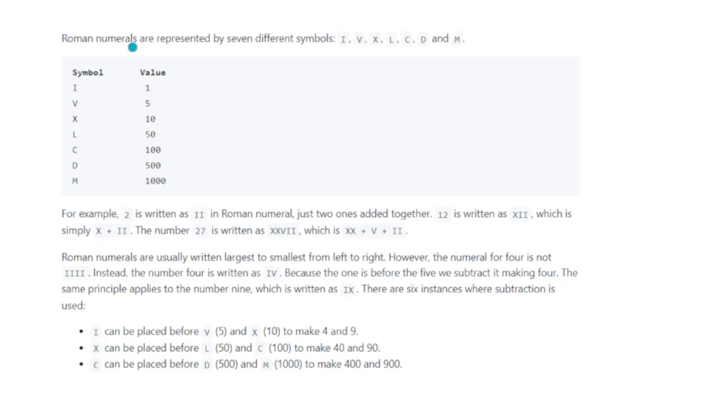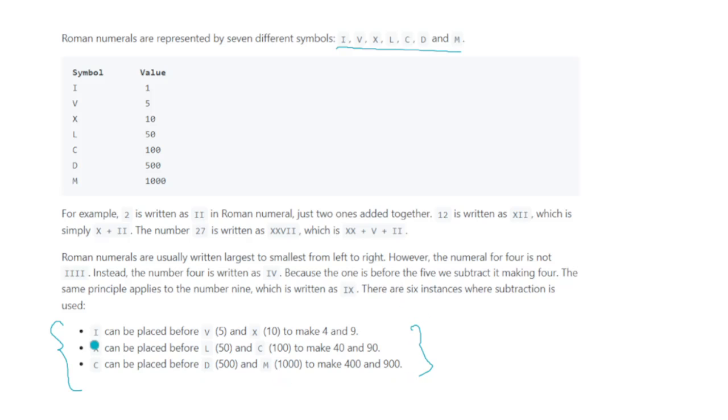They have given you the Roman numerals. There are 7 Roman numerals, and the value of each numeral is given to you. That is something you already know. Now, for example, how we could write these Roman numerals, this is something I'll tell you again. There are a few conditions too.